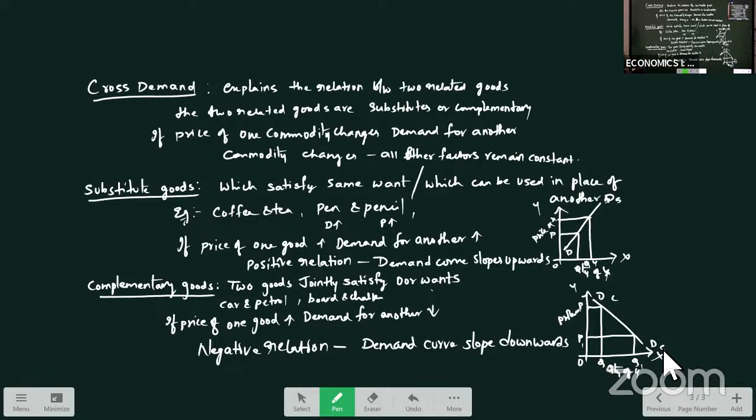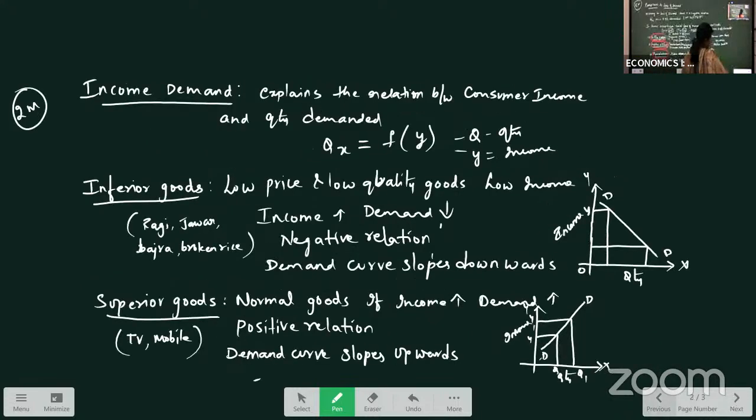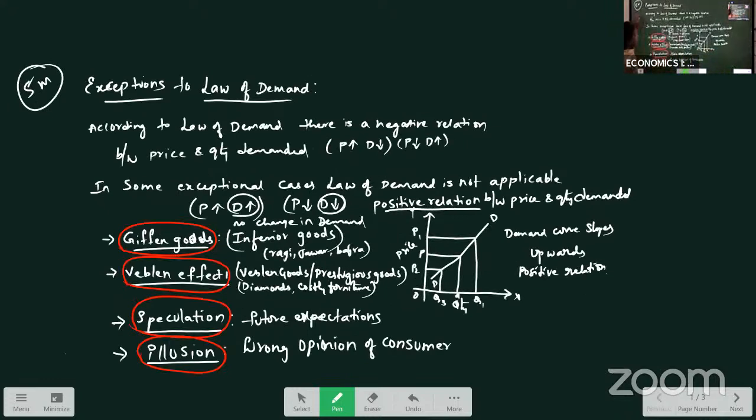So is it clear with this cross demand here? Just see what all we have discussed today. Today we have discussed the exceptions to the law of demand. What was explained in the law of demand? The law of demand explains that there is a negative relation between price and quantity demanded. But in some exceptional cases, when price increases, demand will not decrease. So it is against our law of demand here.